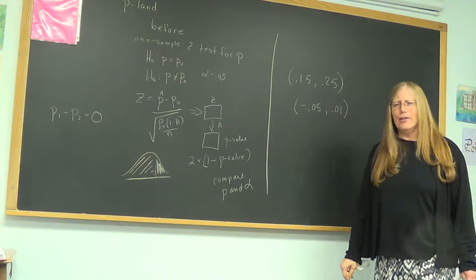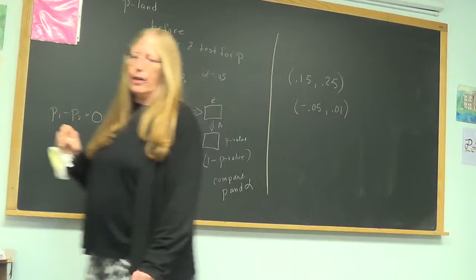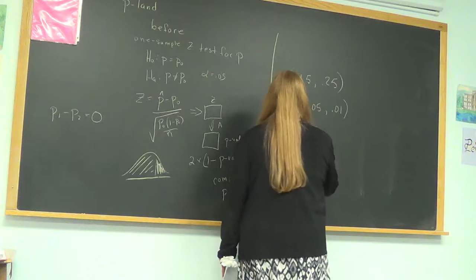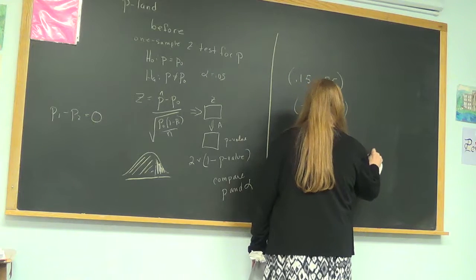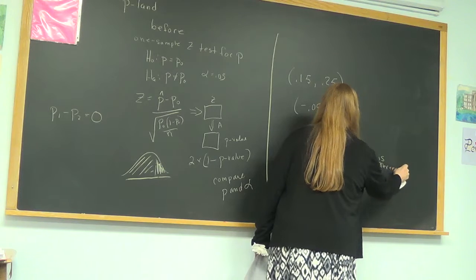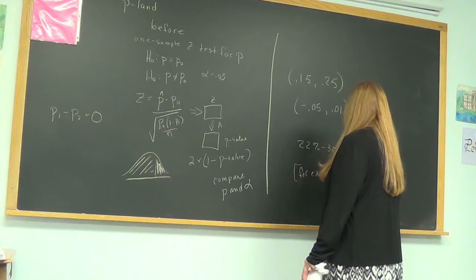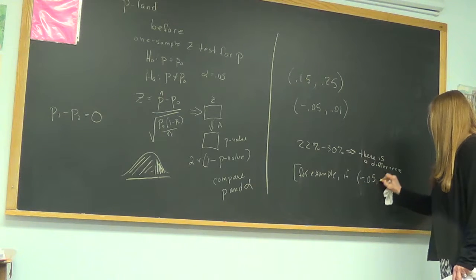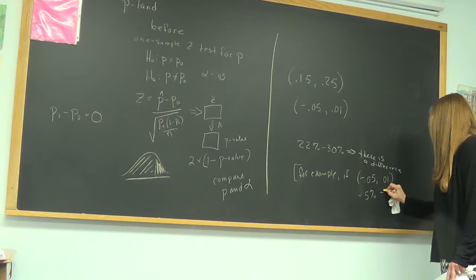Can you go back and make a note of that in that part? Where it says teens minus adults was 22% to 30%, that indicates there is a difference. And then maybe just put, for example, if the interval was negative 0.05 to 0.01, which is negative 5% to positive 1%.